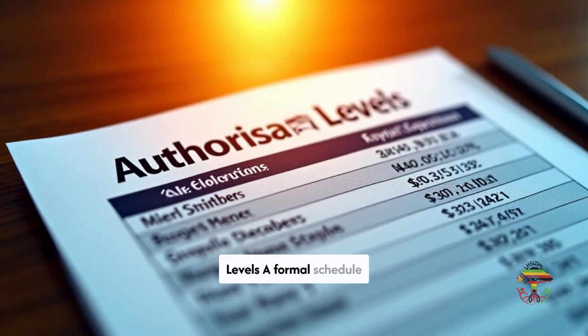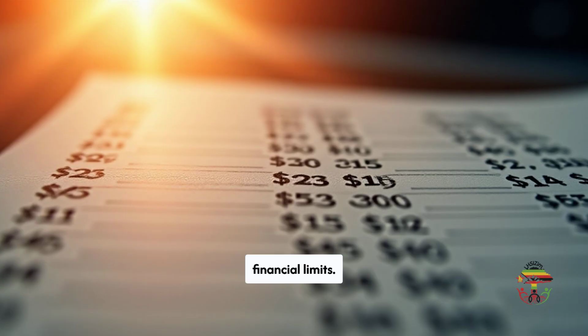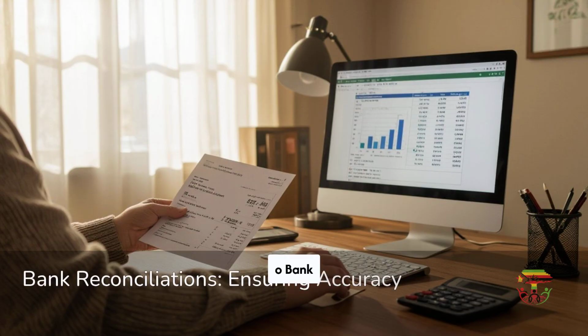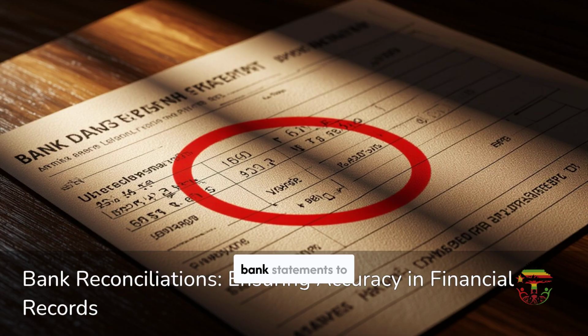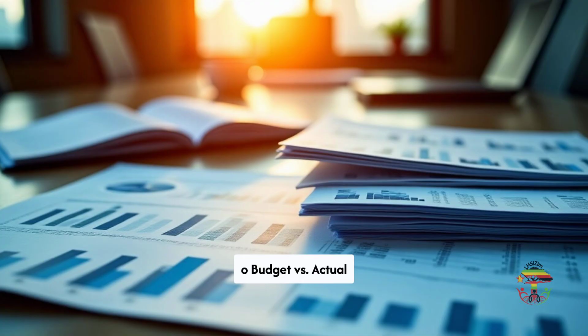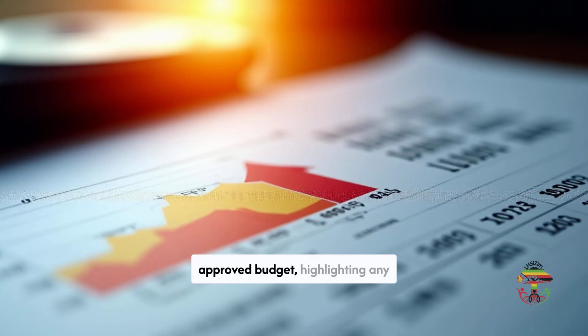Authorization levels: a formal schedule stating who has the authority to approve expenditures up to certain financial limits. Bank reconciliations: a mandatory monthly process where an independent person, not involved in processing payments or receipts, compares the organization's internal financial records to the bank statements to identify any discrepancies. Budget versus actual (BVA) reporting: a regular, usually monthly or quarterly, report provided to management and the board that compares actual income and expenditure against the approved budget, highlighting any significant variances that need explanation.